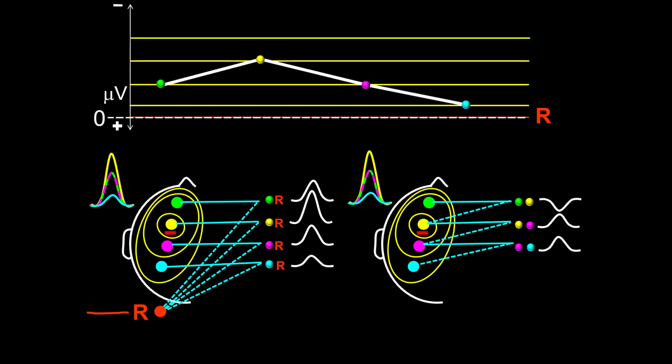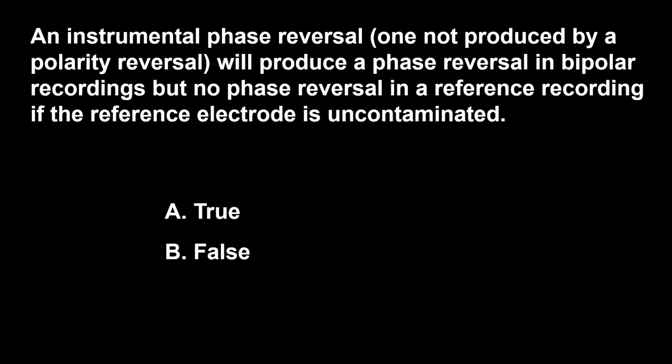The point is that if we choose a neutral point, the referential montage will yield information that is closer to the actual reality that we would get if we were able to record from a real neutral point. That is, it will allow us to see the waves as most likely they will be perceived in reality. So the answer to this question is true.